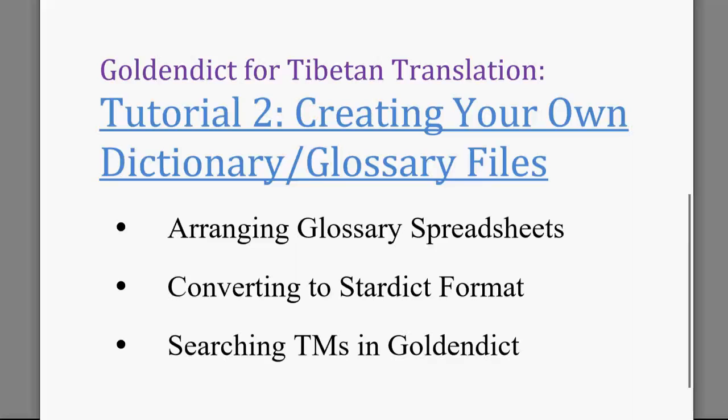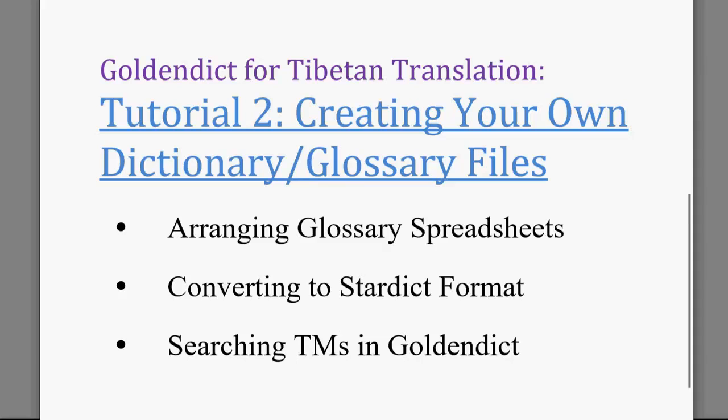Hi there. In this second tutorial, I'm going to show you how to create your own dictionary or glossary files to be used in Goldendict. So I'll show you how to arrange those in a spreadsheet and then how to convert them to the dict format so that they can be searched in Golden Dictionary.